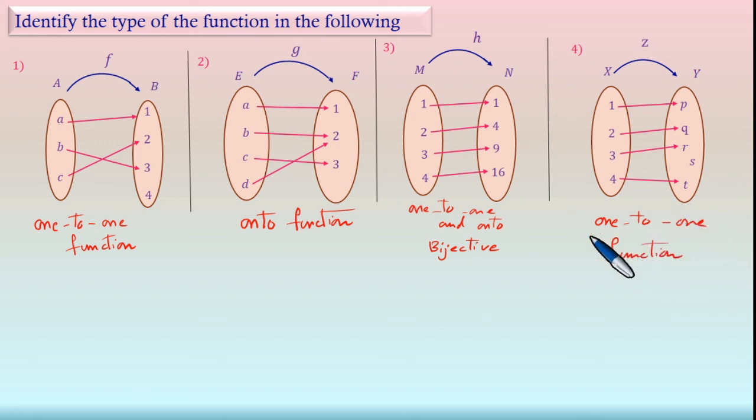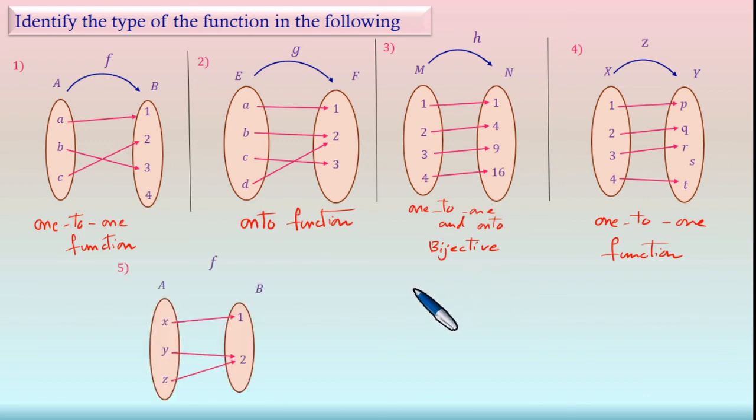Okay, now let me see one more example. Here the function f maps A to B. 1 has a preimage, that is only 1. 2 has two preimages, therefore it is only onto. All the elements have a preimage, therefore it is onto, not 1 to 1.